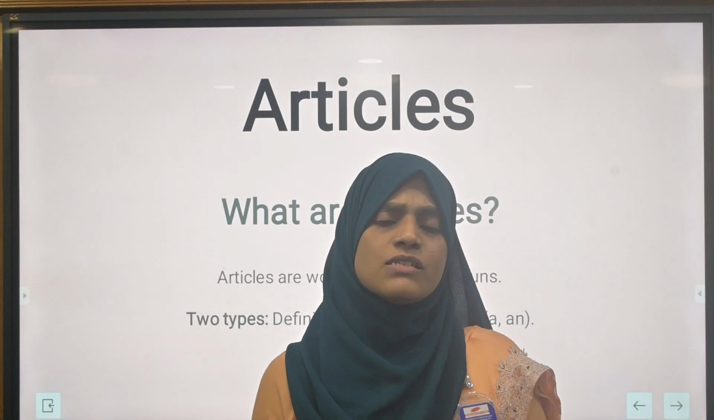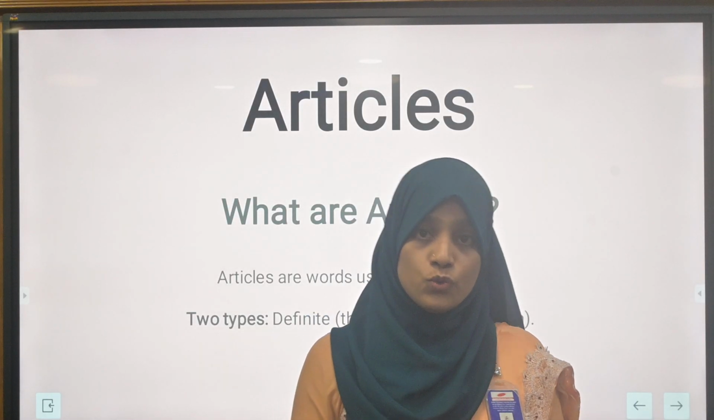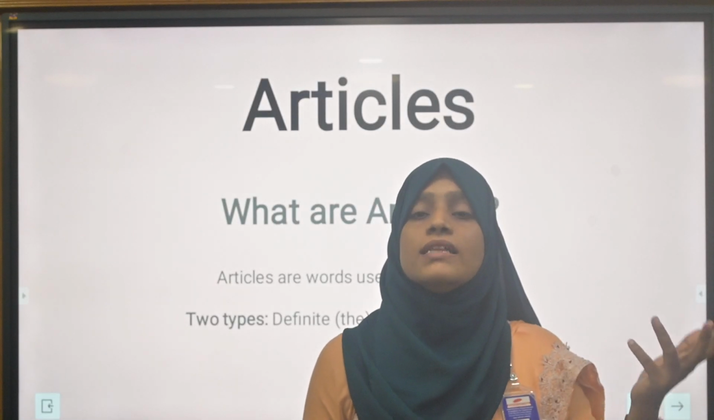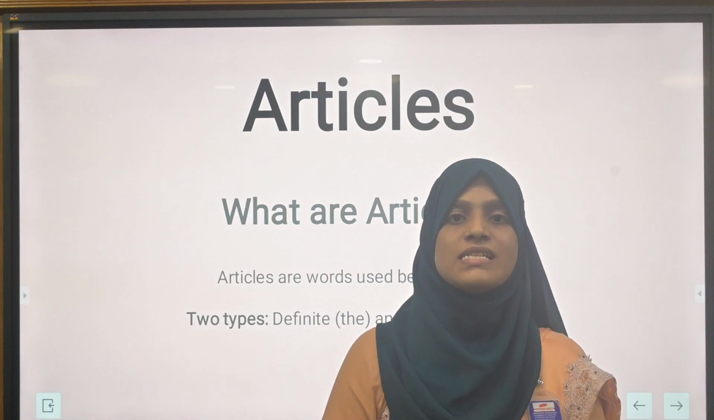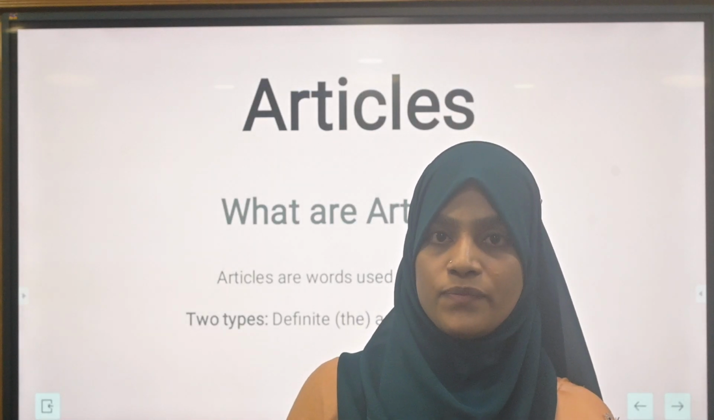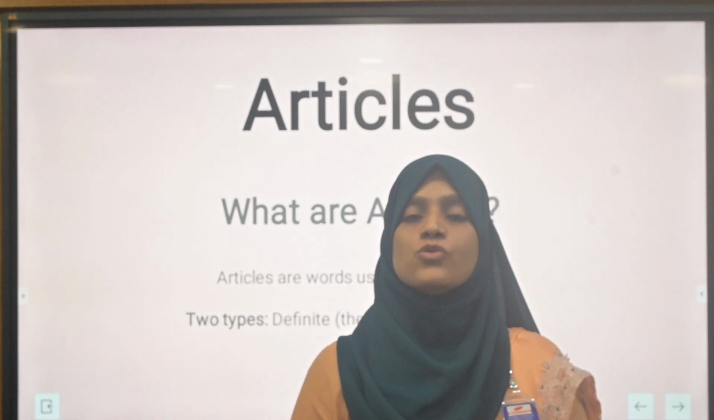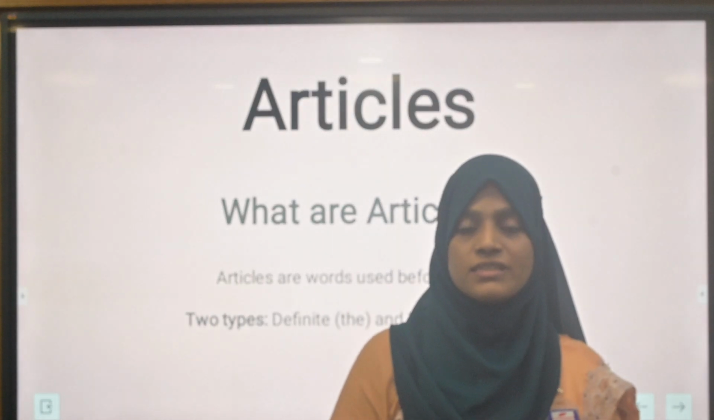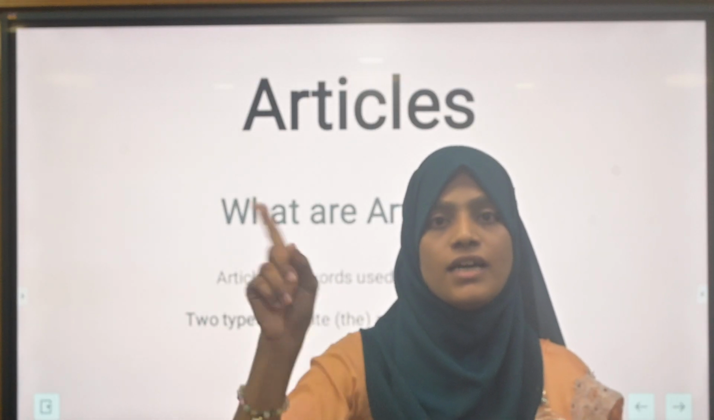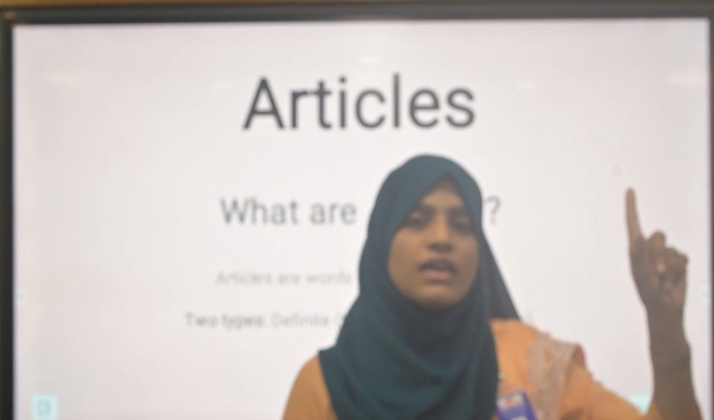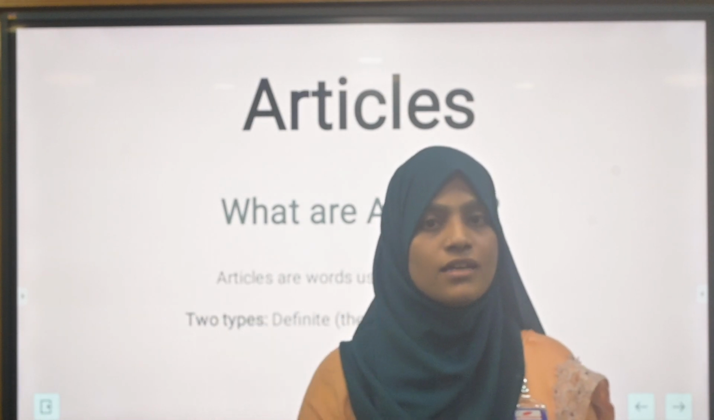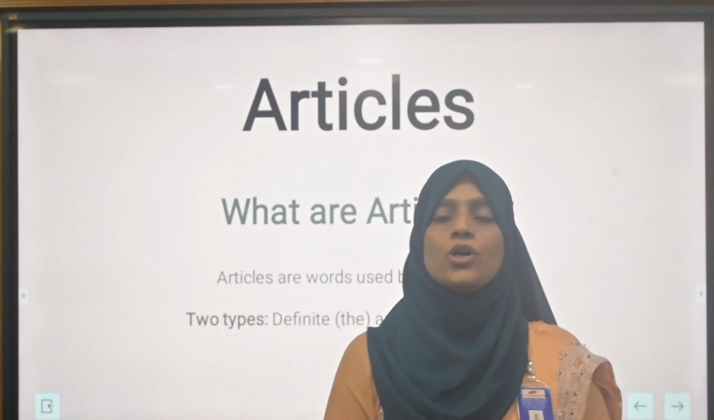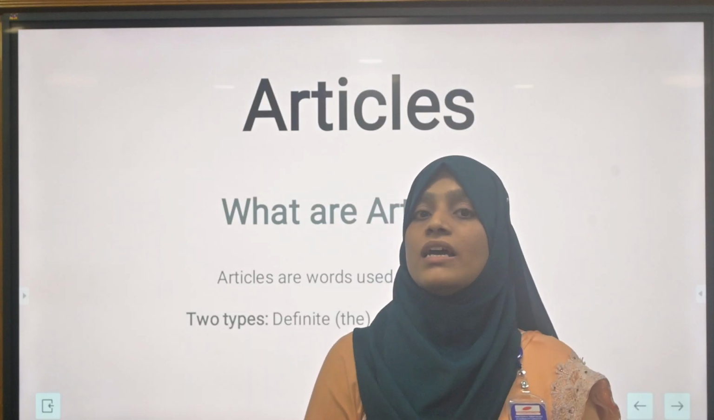Now, what are articles? We use the articles at the beginning of the noun. We have 3 articles: an, a, the. These 3 articles are divided into 2 categories, definite and indefinite. We have the as the definite article, and an and a as the indefinite. So first we begin with the indefinite article.